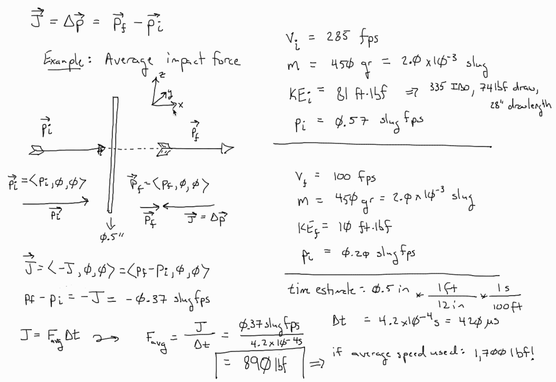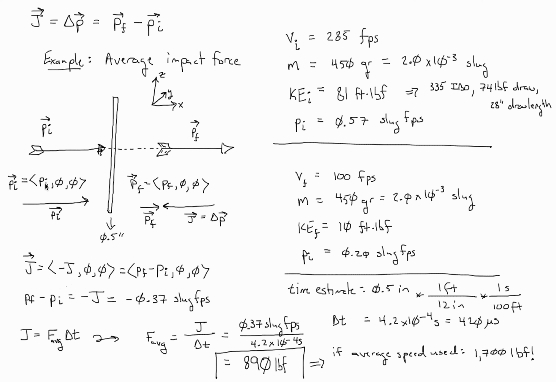So the first thing you do is you assign a coordinate system. This is the standard coordinate system. We've got X running left and right, Y running into and out of the screen, and Z running up. I'm setting it up this way so that the entire motion, the entire momentum vector, is pointed along the X-axis. And that makes it easy because that means there's only an X component of the momentum.